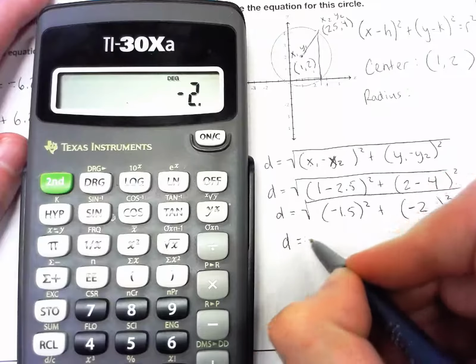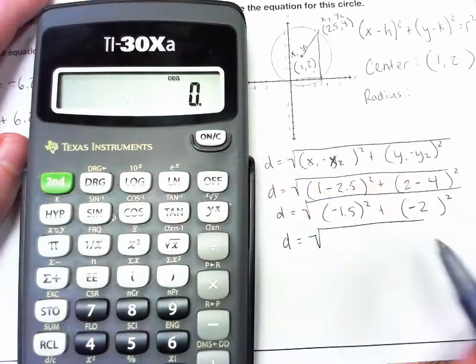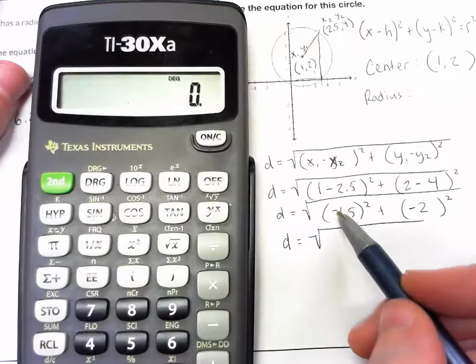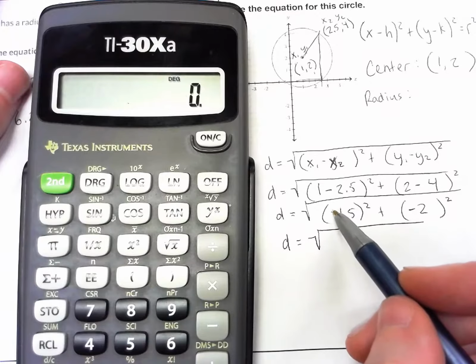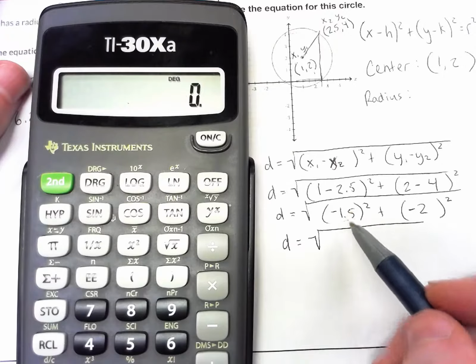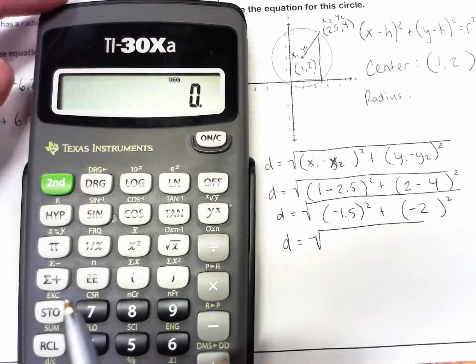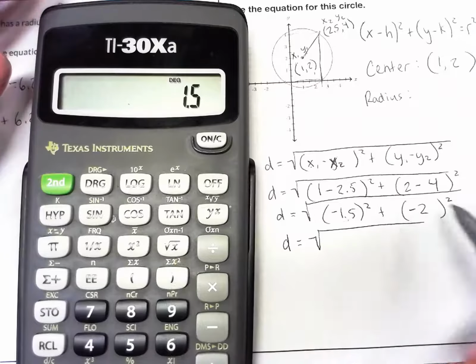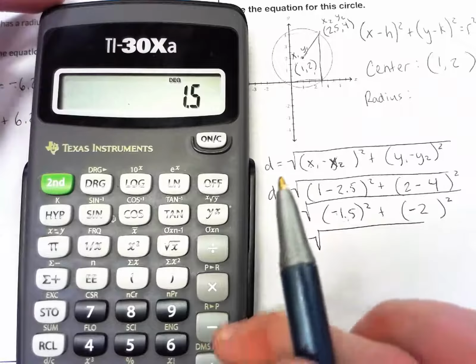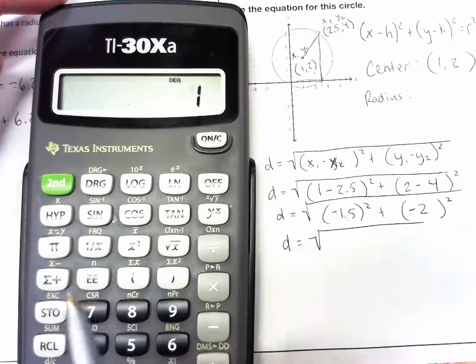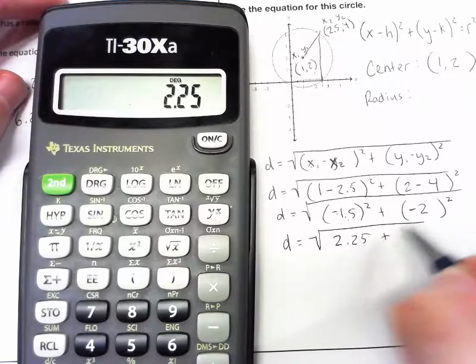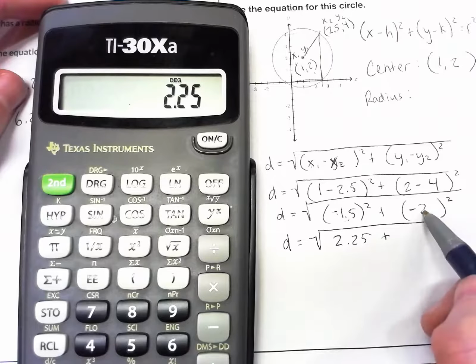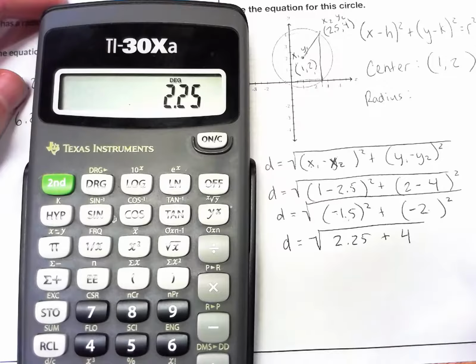So then we can square them. Negative 1.5 times negative 1.5. We know that this means negative 1.5 times itself. And if we're multiplying two negatives, negative 1.5 times negative 1.5, it's going to be positive. So on my calculator, I'm just going to type in 1.5, even though it says negative, because I know the answer will be positive. So 1.5 times 1.5 is 2.25. And then negative 2 squared, so that's negative 2 times negative 2, would be positive 4.